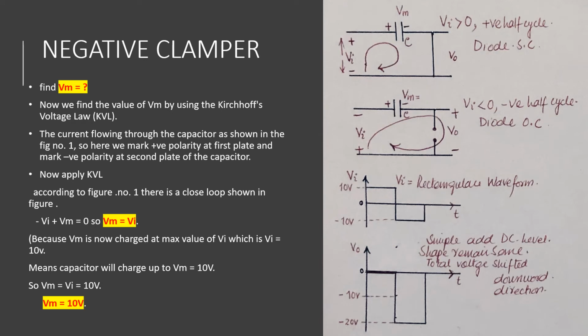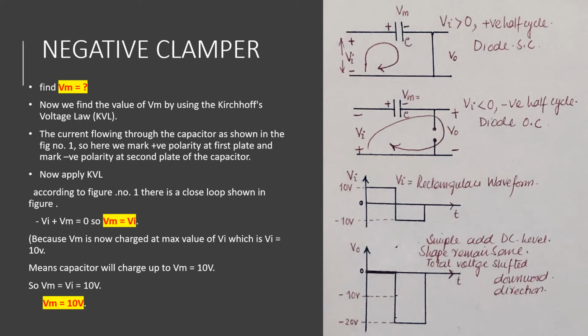Now we find Vm, the value of Vm, by using Kirchhoff's voltage law, KVL. The current flows through the capacitor as shown in figure number 1. Here we mark positive and negative polarities at the plates of the capacitor. Now we are going to apply KVL. According to figure number 1, there is a closed loop, so it's very simple to apply KVL.